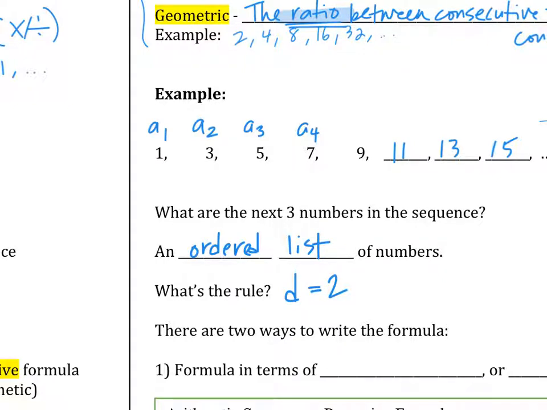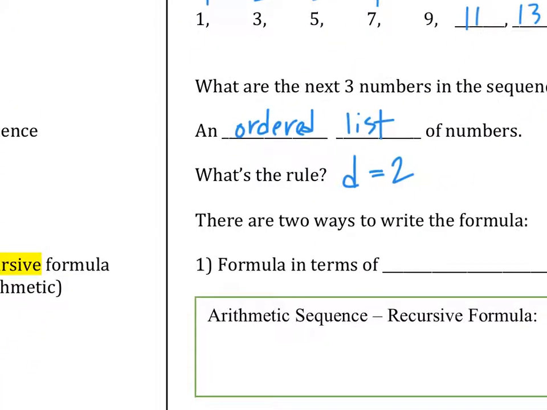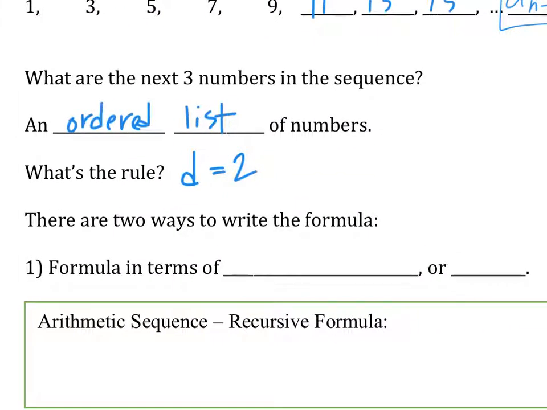And now what we're going to do is write two formulas, kind of like what you did here on the warm-up. We're going to write the formula, but there are two ways. First one is called recursive. Recursive formula means the formula in terms of the previous number, or AN minus 1.